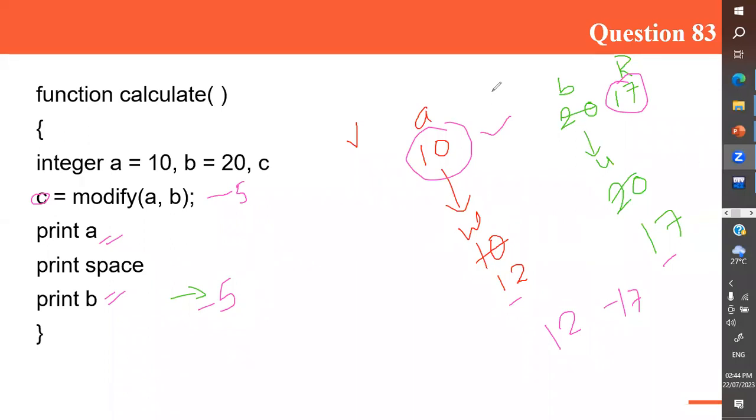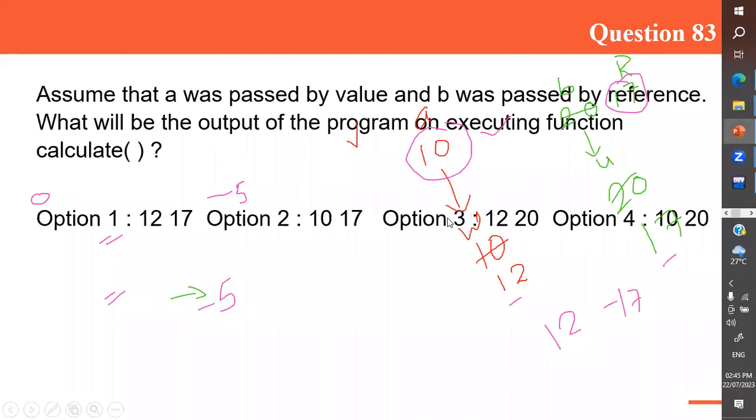Cool. Super. If it's clear, fine. Great. Let's go for the next question. In pass by value, no updates in the function affect the original. Here in the reference, updates affect the original case. Exactly. That's it. Okay. So cool. That's okay. Let's go for the next one. Let's see the next question. The answer is 10, 17 for this.